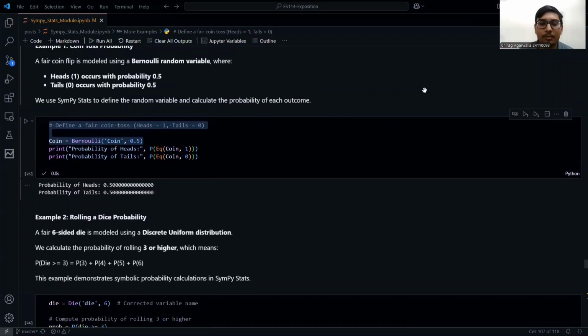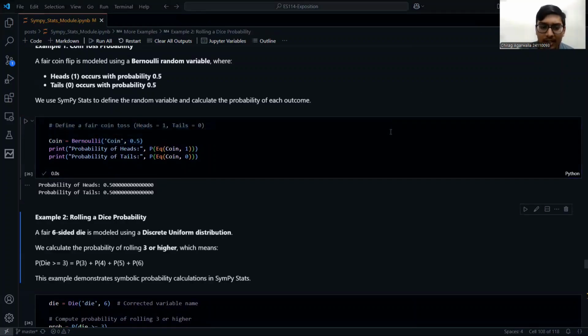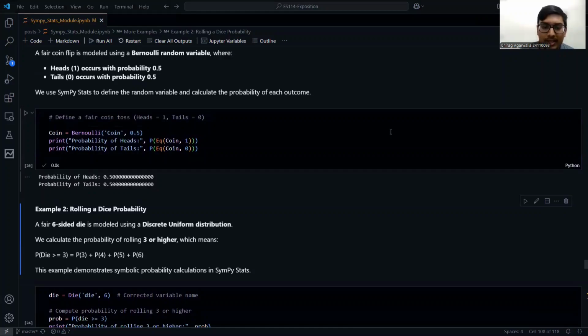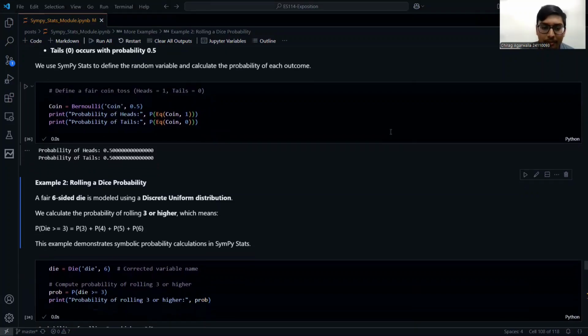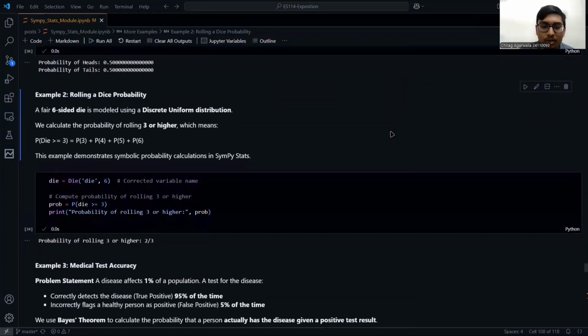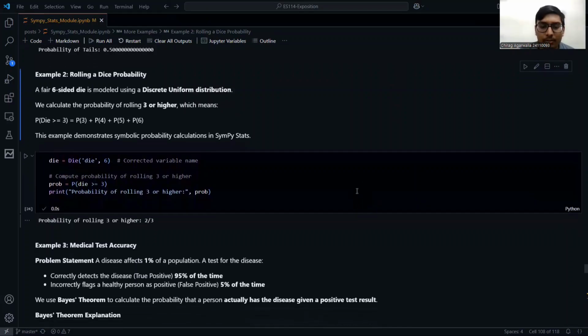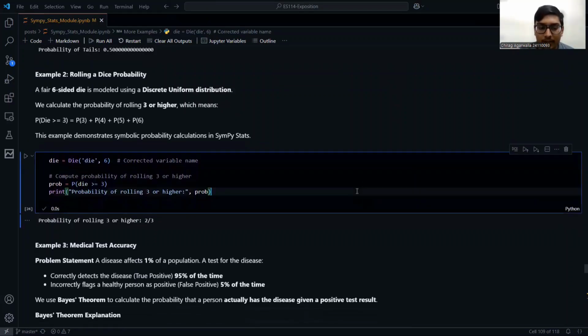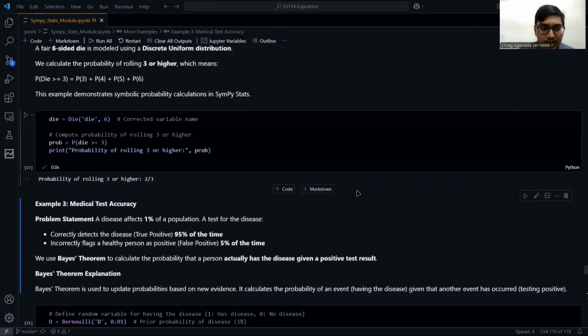Let's start with a simple probability example, a fair coin toss. We calculate the probability of getting heads and simulate multiple heads. Since this is an unbiased coin, we get the probability of both heads and tails as 0.5. Now, let's model rolling a six-sided die, finding the probability of rolling a number greater than 2. We get 2/3, which is correct.